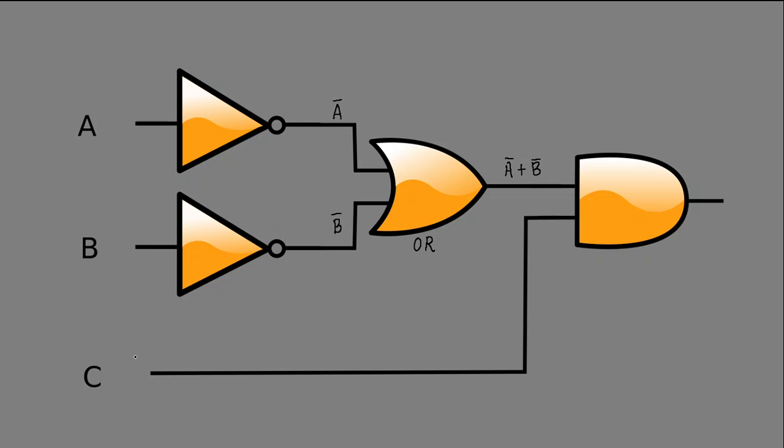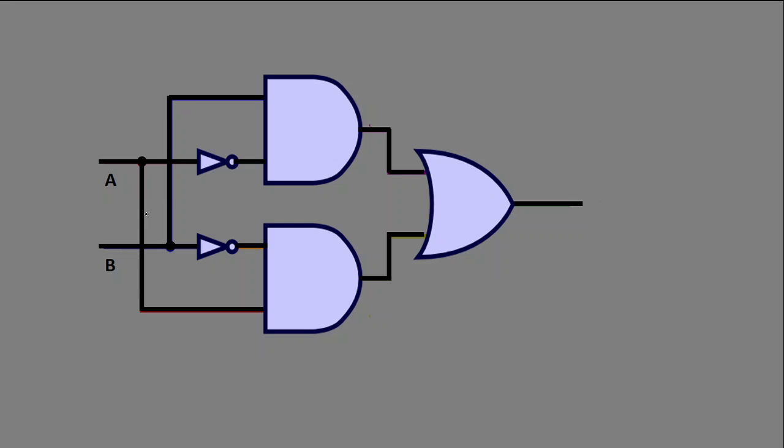Now this C signal is acting as the second input to this AND gate, which is C. The AND gate's logic is that whatever inputs are there, place a dot between the two inputs. So now you are going to get the final output as Y is equal to, inside the first bracket, A complement plus B complement. This is your first input and this is the second input. So this is the Boolean expression for this circuit diagram.